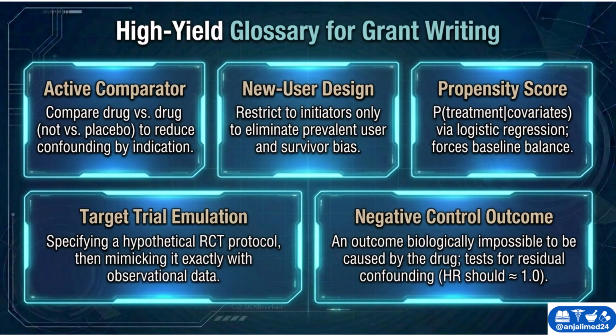Now, target trial emulation. This is a modern framework where researchers first design the ideal randomized controlled trial they wish they could perform, and then try to mimic that exact protocol using the observational real world data. And finally, the negative control outcome. This refers to an outcome that biologically should not be caused by the treatment being studied. If the analysis still shows an association, it suggests residual confounding or hidden bias in the study design. Together, these concepts form the methodological backbone of high quality comparative effectiveness research, that is CER.